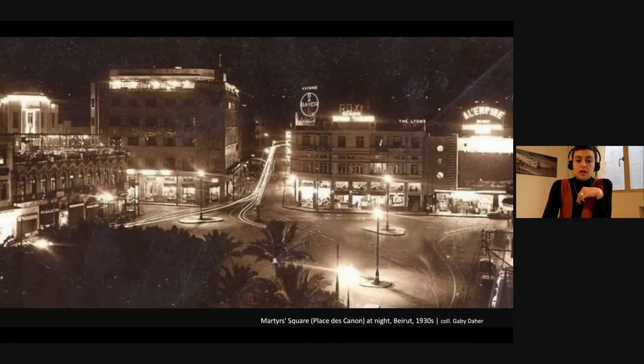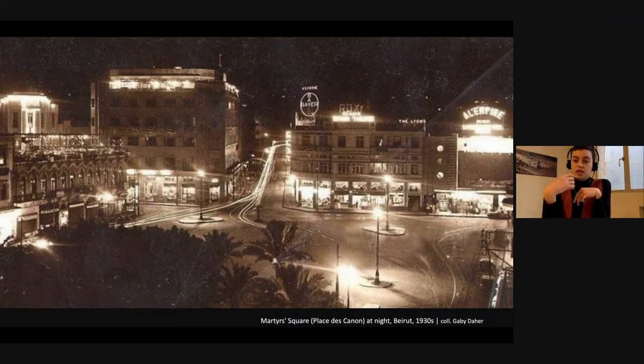So it was around the Martyr Square. This is an image of the Martyr Square at night in the 1930s, where we can see the Roxy Cinema and the Empire Cinema. The Empire Cinema is one of the oldest still running cinema circuits in Lebanon. It just celebrated its 100 year anniversary in 2019.